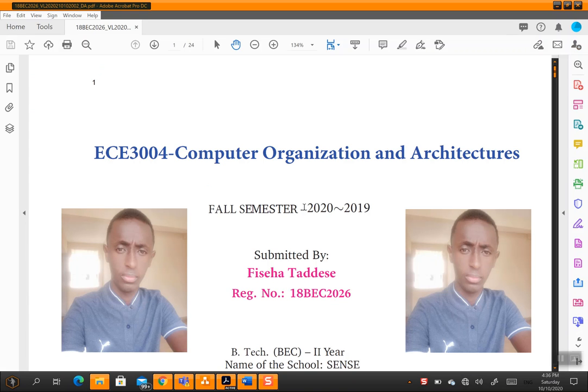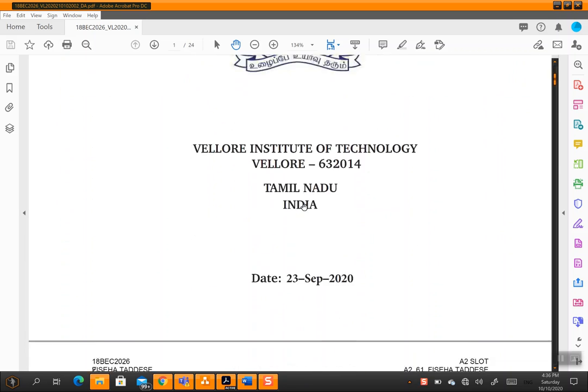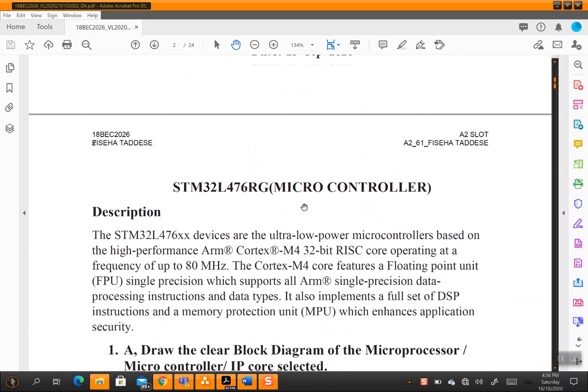My name is FISEHA TADDESE and today I'm going to give you some explanation about my digital assignment. My microcontroller is the STM32L476RG. It is one of the microcontrollers produced by the company called STMicroelectronics, and its manufacturing year is 2016.